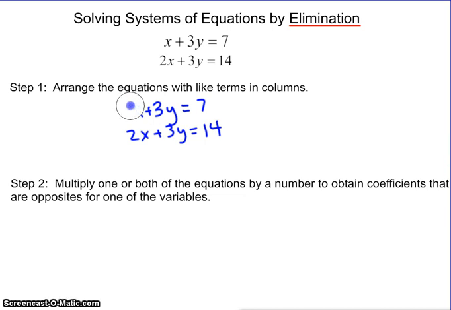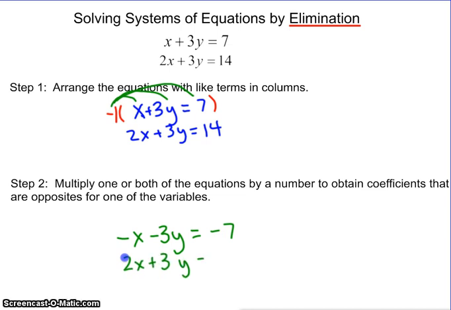Notice that both the y's have a 3 in front of them. All we need to do is make one of these y's a -3y, and then they will add to 0. So let's multiply the top one by -1. So when I distribute the -1 to the x, the 3y, and the 7, I will get -x minus 3y equals -7. Notice I didn't multiply the second equation by anything, so I'm going to leave it the way it is.